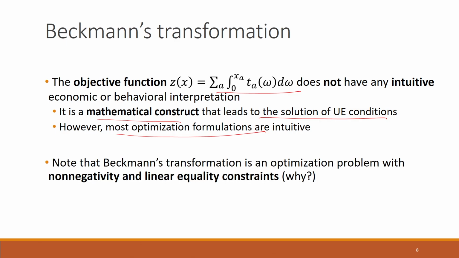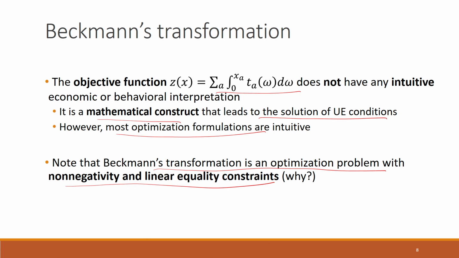So all the other optimization formulations that we will be seeing will have an intuitive understanding of the objective function. Now note that this Beckmann's transformation is an optimization problem with non-negativity and linear equality constraints, okay. Why is that? So here we have to just keep the focus on constraints. The first set of constraints was that summation f_k^rs is equal to q_rs, that is the sum through all the path flows should be equal to the travel demand on that particular OD pair. So that is a linear constraint because we have summation f_k^rs equal to q_rs. The next set of constraints, f_k^rs greater than or equal to 0, is again a non-negativity constraint, okay.